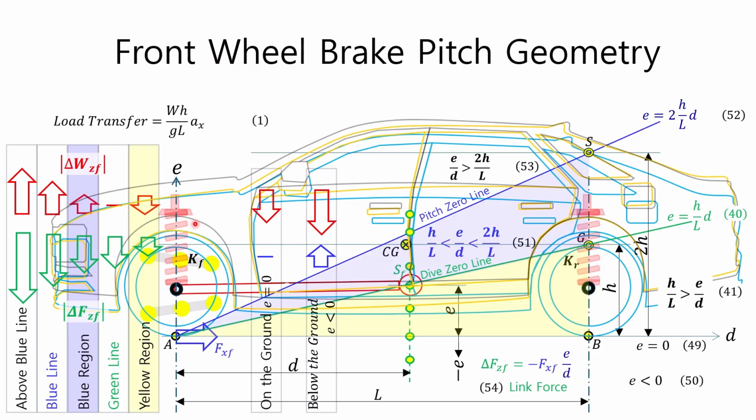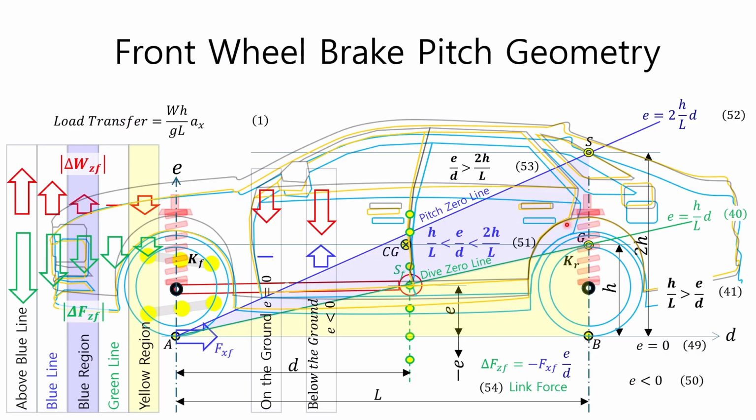If the virtual reaction point, SF, exists on the blue line, the absolute value of the spring force, delta WZF, becomes half the force of the suspension links and acts as a tensioning force on the spring. Delta FZF acts in the direction of compressing the suspension links. In this case, the force, delta FZF, becomes twice the load transfer of the vehicle in absolute value. As the ride height increases at the front to the rear level, the pitch angle becomes 0.